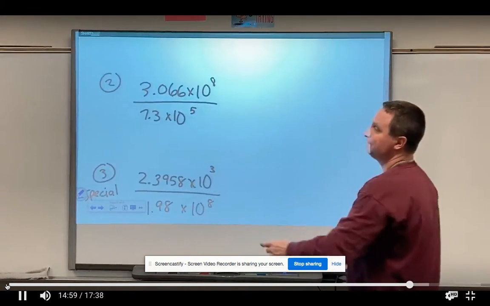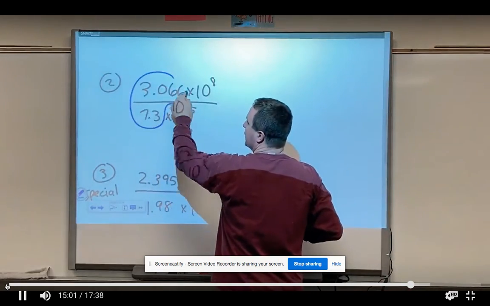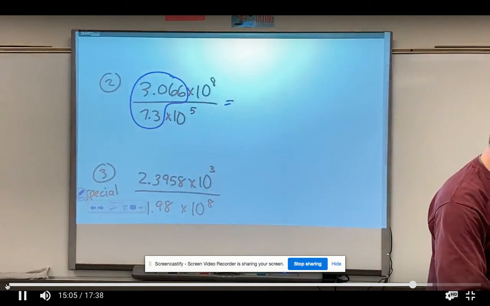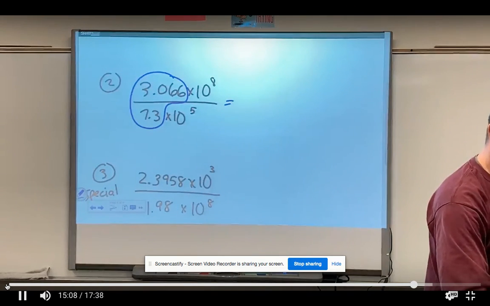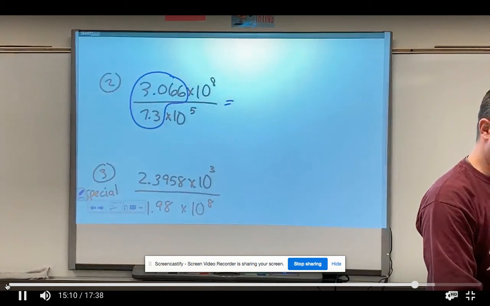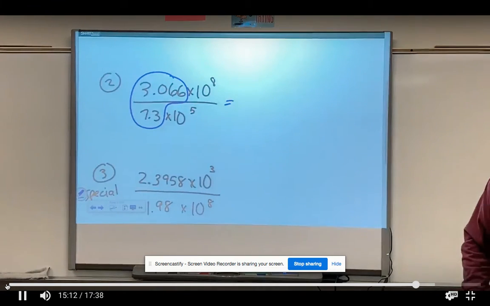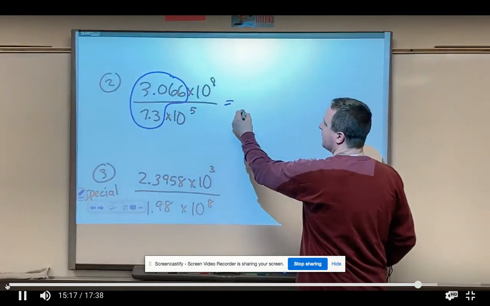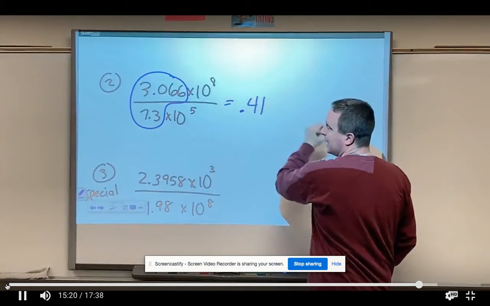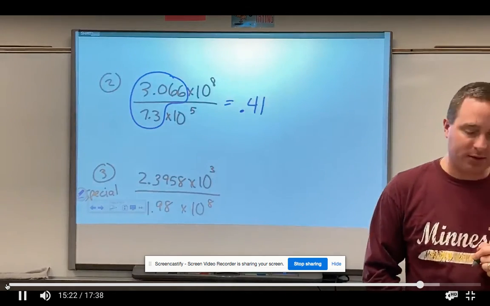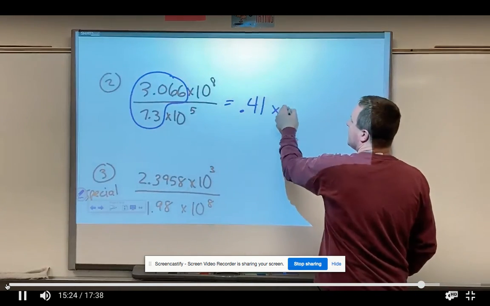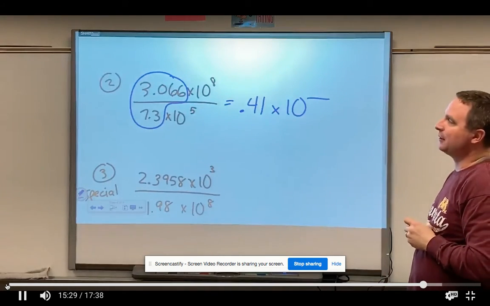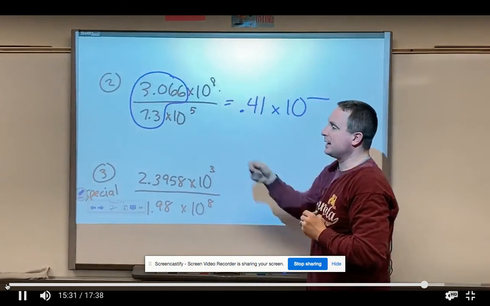How about this one? A little bit bigger decimals, bigger numbers. Let's try 3.006 divided by 7.3. What does that give us? Oh, that's not very nice. Okay, it's a big long decimal, but I'm going to round it off to 0.41. There's some extra stuff, but I'm going to round it to 2 decimal places. And how about this? This actually was a special one also. I should have labeled it. If I do my exponents, 8 minus 5, I get 3.